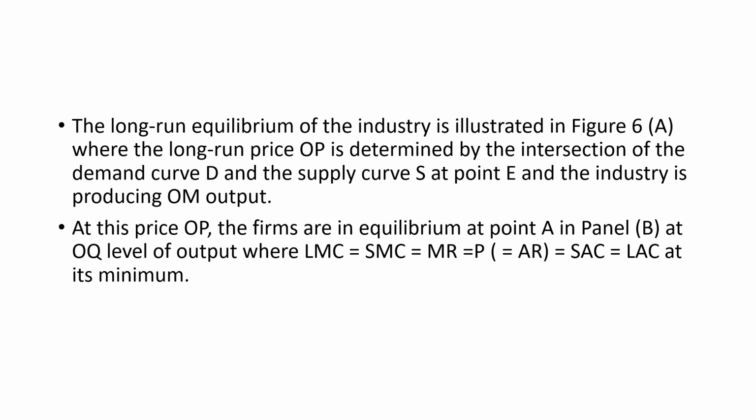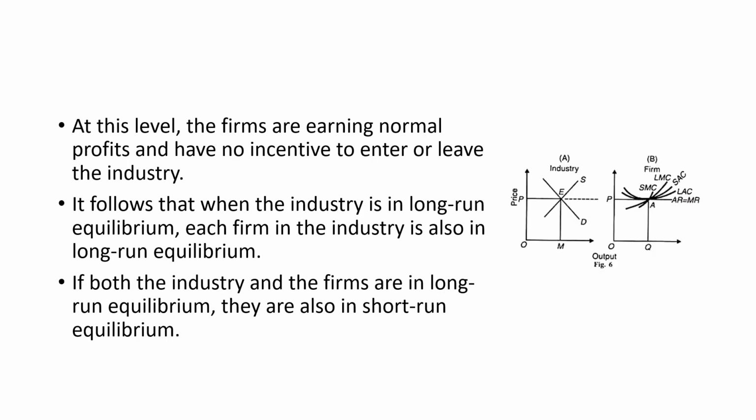OP here is the equilibrium price, and OQ is the equilibrium quantity, which is actually attained by the intersection of the LMC curve, MR curve, AR curve and AC curve. Okay, that's it. So at this level, the firms would be earning normal profit, and there would be no incentive either to leave the industry or to enter the industry.